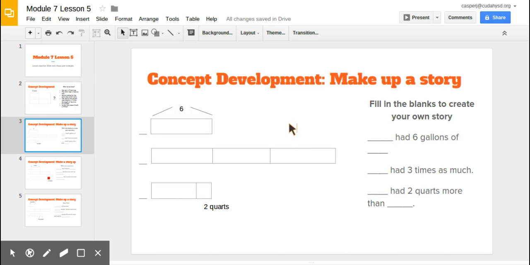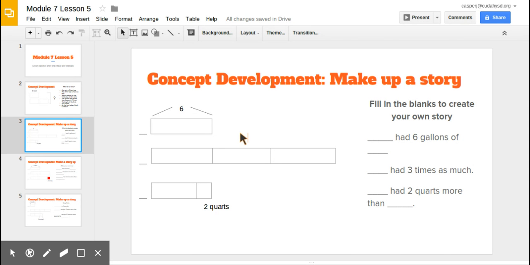Again, we're going to be talking about 3 different tapes in this case. Let's figure out what we know. We know that the top tape is 6 gallons. It says gallons right here. So we have 6 gallons. We know that the middle tape is 3 times the first tape. And we know that the bottom one is 2 quarts more than the first one.